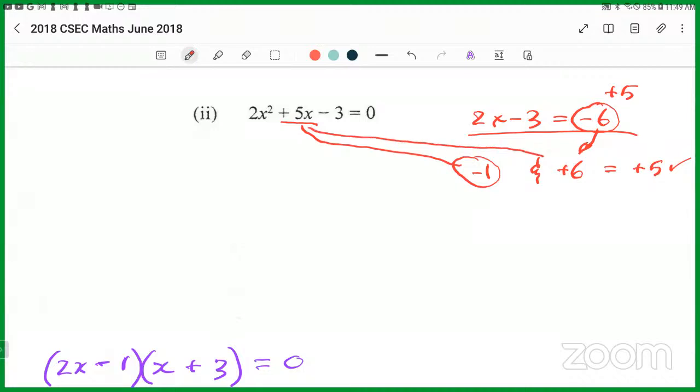Quick question, just to double check. It's okay if we use the quadratic formula to solve it too, right? Yes, it's okay to do all that. Yes, it's okay to use the quadratic formula.